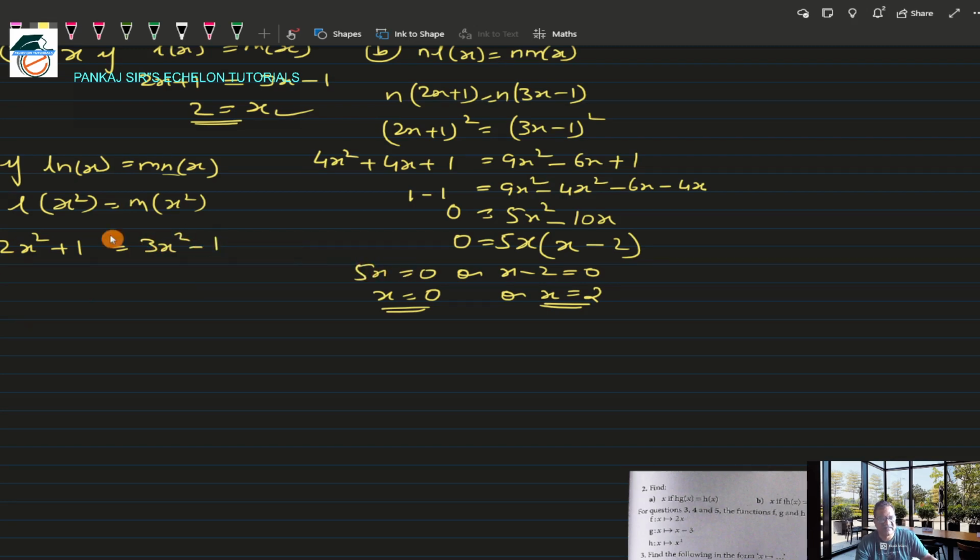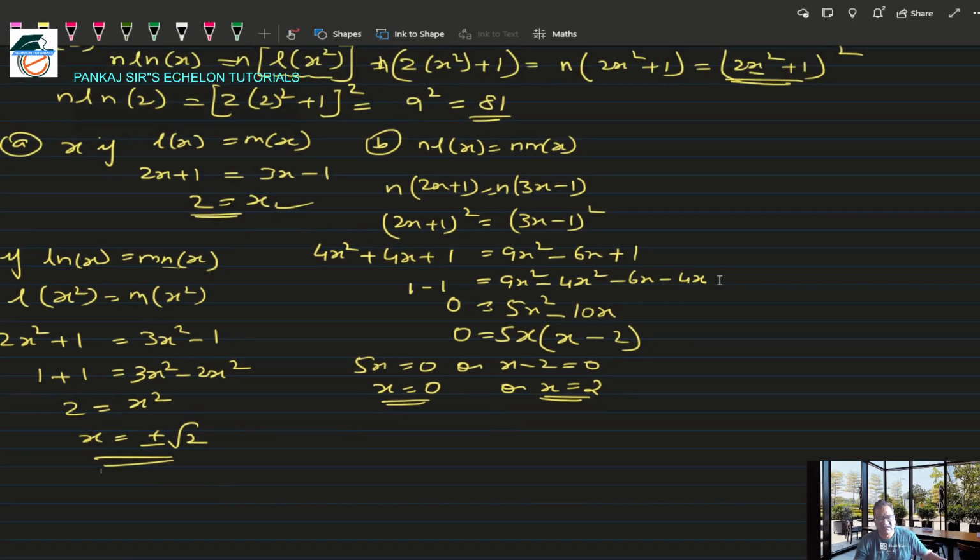Fine. Now let us try to solve this to get x. So this will be 3x squared I'm keeping here. This 2x squared I'm bringing here, so minus 2x squared. This 1 will come here, so plus 1. So 1 plus 1 is 2, and this is x squared. So x will be equal to plus or minus root 2. Right? So this was the answer for question number 8C.